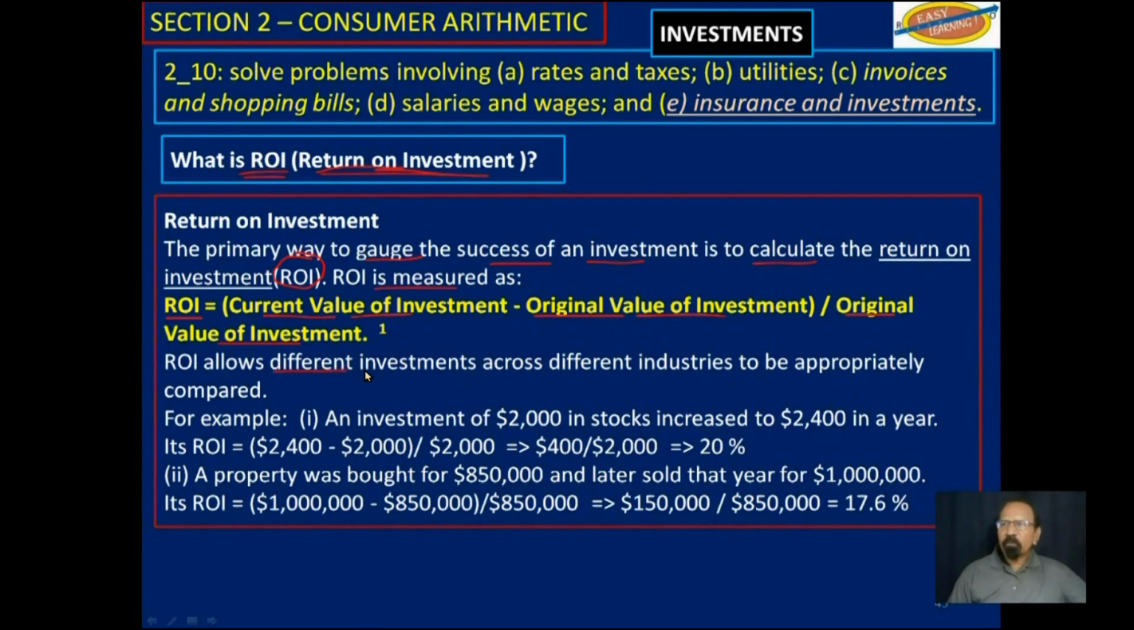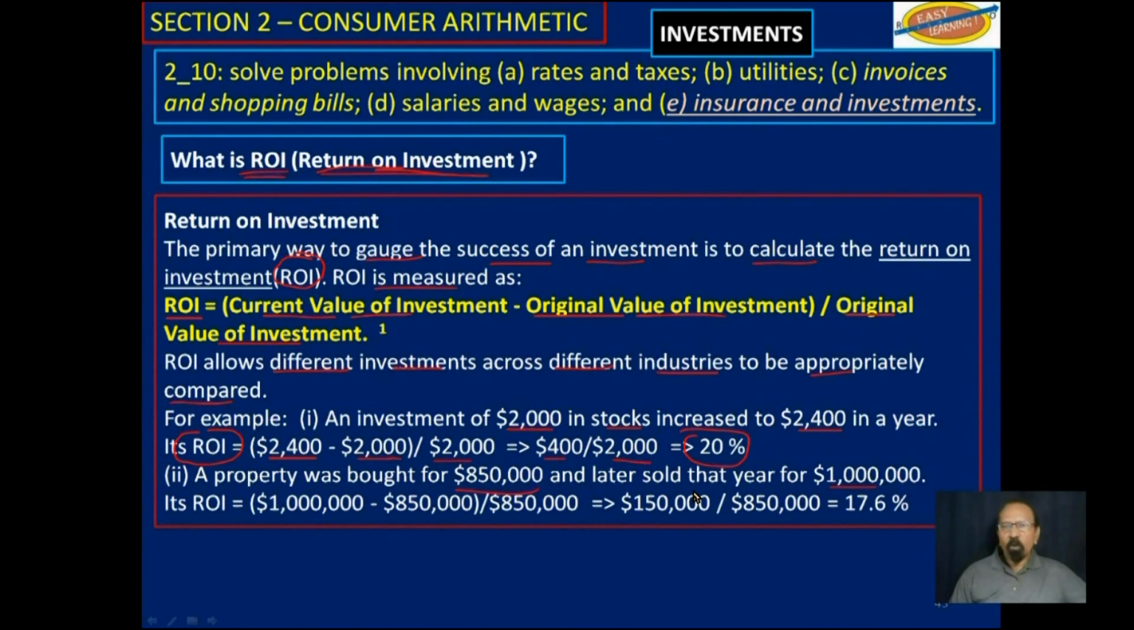ROI allows different investments across different industries, remember we looked at 6 such industries, to be appropriately compared. For example, an investment of $2,000 in stocks increased to $2,400 in a year. Its ROI will be 2,400 minus 2,000 divided by 2,000, which will be 400 over 2,000, and that's 20%, which is very good.